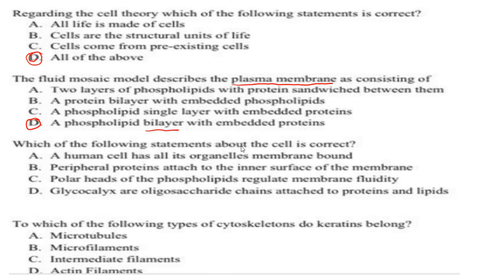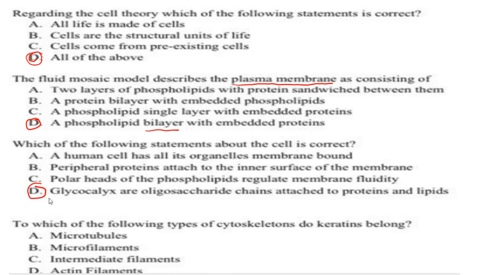Which of the following statements about the cell is correct? The first option is a human cell has all its organelles membrane bound, and then B, peripheral protein attached to the inner surface of the membrane. C, polar heads of the phospholipid regulate membrane fluidity. D, glycolipids are oligosaccharide chains attached to protein. So the answer here is just simply D.